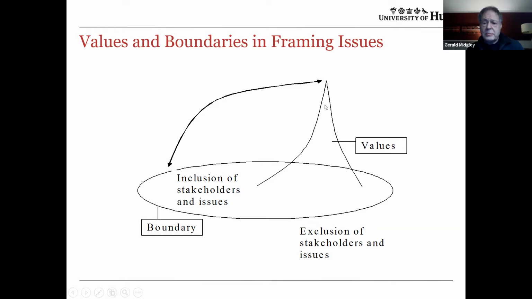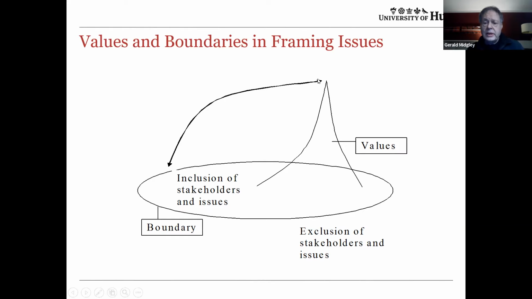Linked to that is a peak, which represents the purposes and values that drive the setting of boundaries. So we see that it's purposes and values that actually help us rethink boundaries, but also we come into institutions that already have boundary judgments made for us, and those actually make certain values easy to express or difficult to express. So there's a two-way relationship between boundaries and values, which is why there's a double-headed arrow here going between these two.